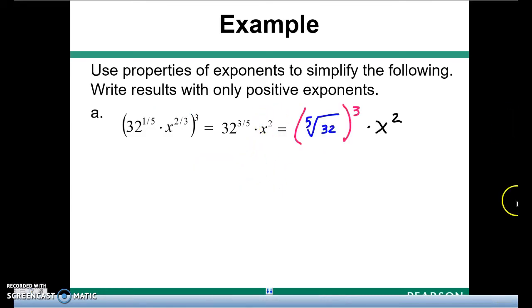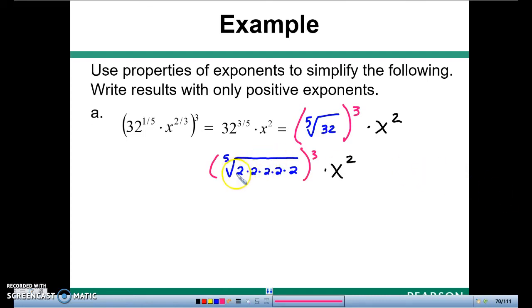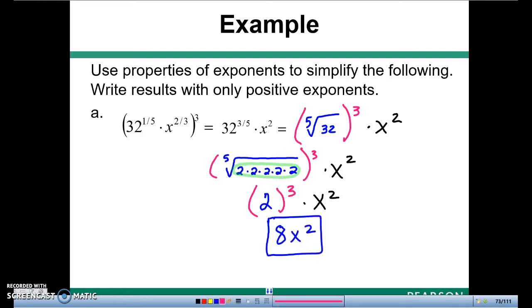Okay, now let's go ahead and deal with taking 32 and raising it to the 3/5 power. My index is 5, my exponent is 3. 32 in prime form is 2 times 2 times 2 times 2 times 2. Group 5 of them together, it comes out as a single 2. 2 to the 3rd power is 8, and we are done. There is nothing you can do with x squared.